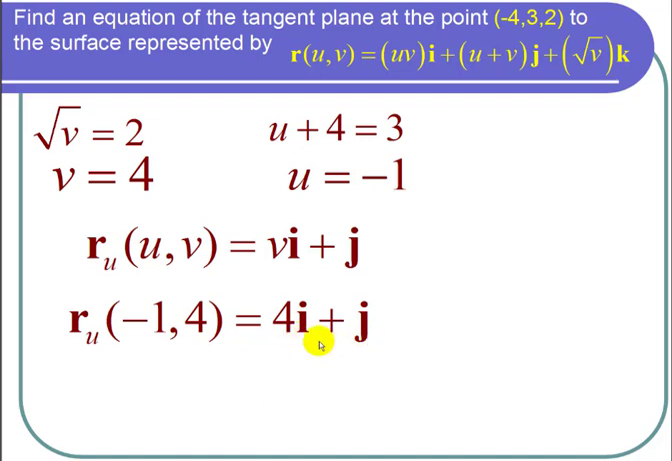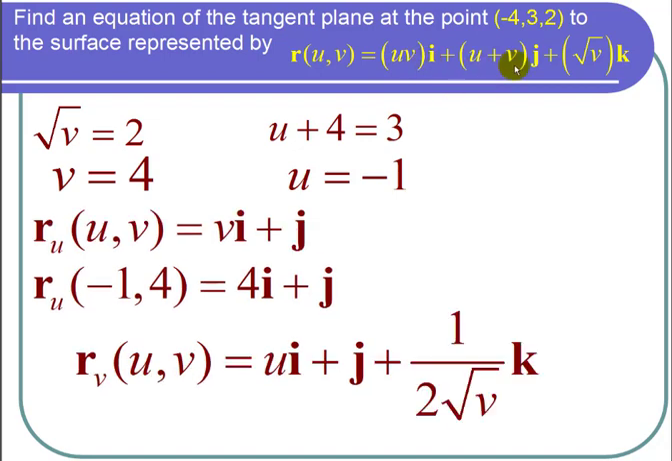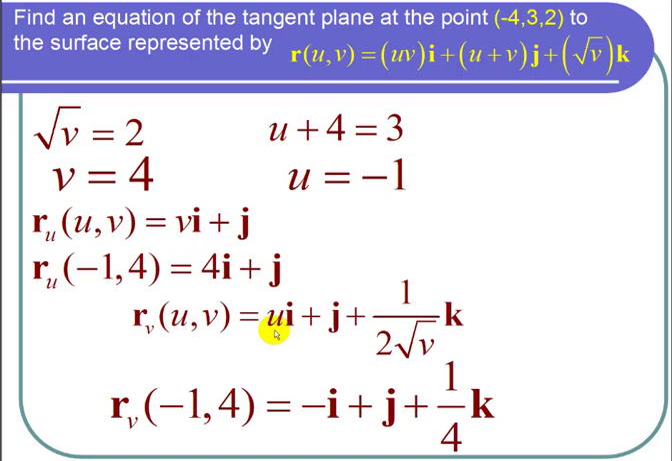So now let's find the partial derivative with respect to v of r. And that's equal to u i plus 1j, or plus j, and the derivative of root v is 1 over 2 root v, so I get plus 1 over 2 root v k. Now let's plug in u equals -1 and v equals 4. Notice that 2 times root 4 is 4. So what I get is -1 times i, or negative i, plus j, plus 1/4 k.